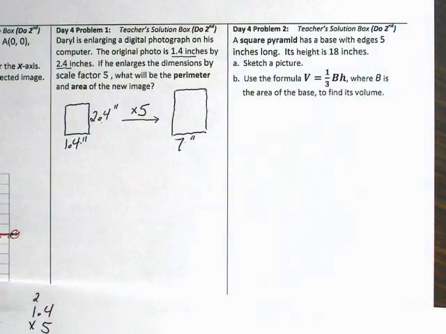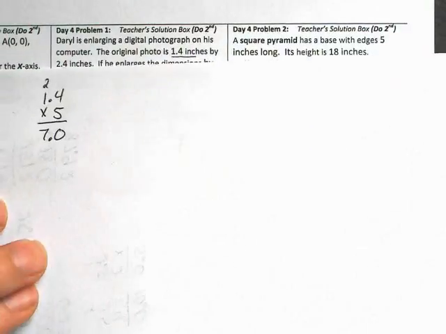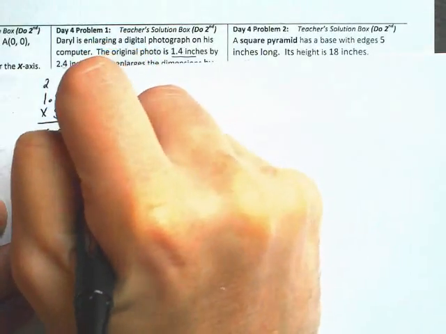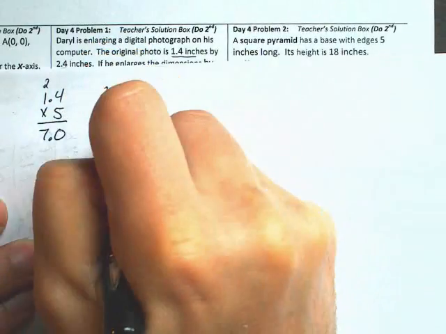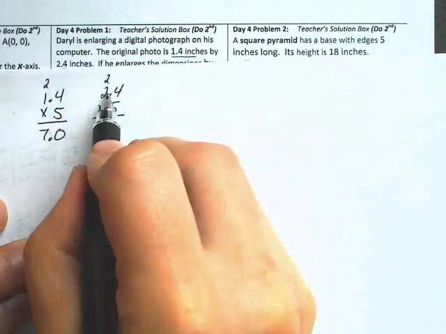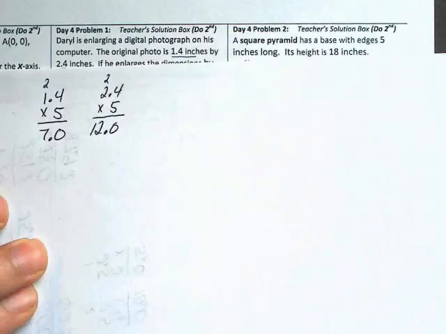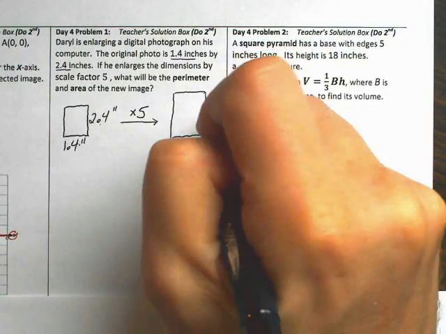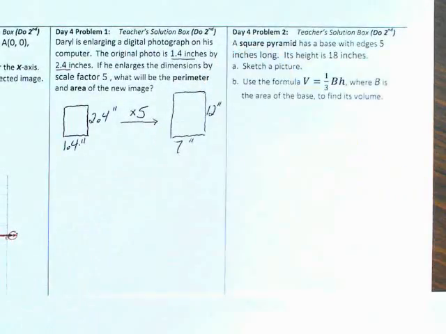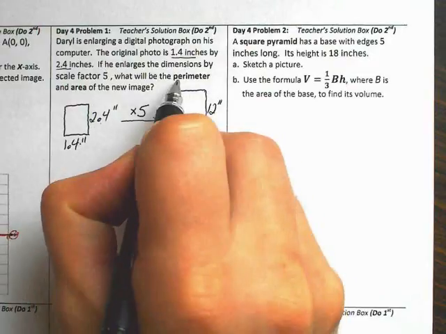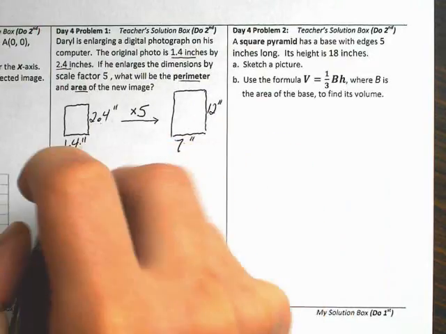Now for the height, 2.4 times 5. 4 times 5 is 20, carry 2. 2 times 5 is 10 plus 2 is 12. And the decimal point here, 12.0, or just 12. So on his computer, the new photo is 7 inches wide and 12 inches tall. And with those dimensions, we can find the perimeter and area.